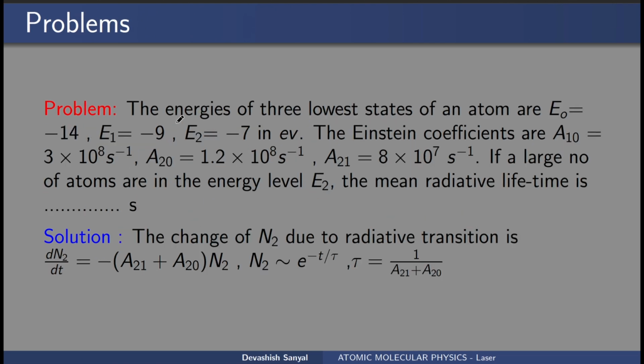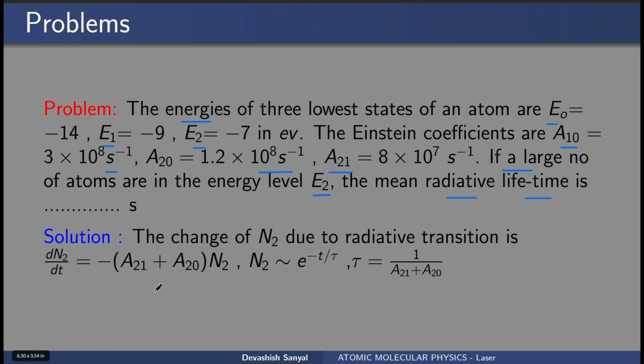Go to the next problem. The energies of the three lowest states of an atom are E0, E1 and E2. E0 is minus 14, E1 is minus 9 and E2 is minus 7, in electron volts. The Einstein coefficients are A10 equal to 3 into 10 to the power 8 per second, A20 is 1.2 into 10 to the power 8 per second, and A21 is 8 into 10 to the power 7 per second. If a large number of atoms are in the level of energy E2, the mean radiative lifetime is how many seconds?